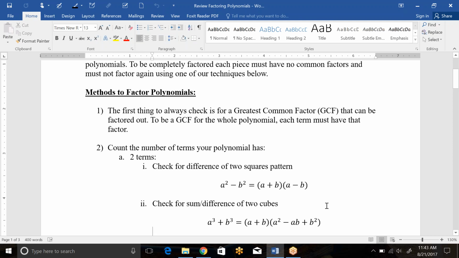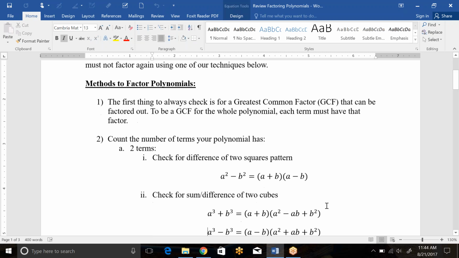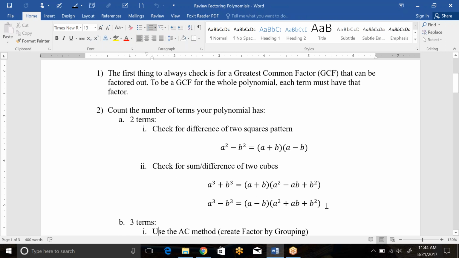After you've checked for the GCF, you need to then look at how many terms your polynomial has. If you have a binomial, or two terms, you should check for one of the two following patterns: a difference of two perfect squares, or a sum or difference of two cubes.